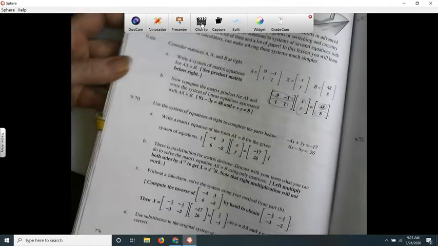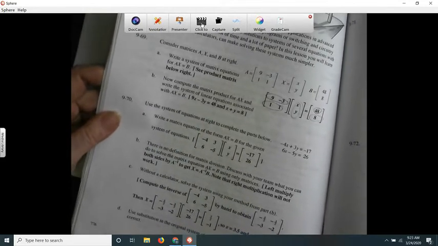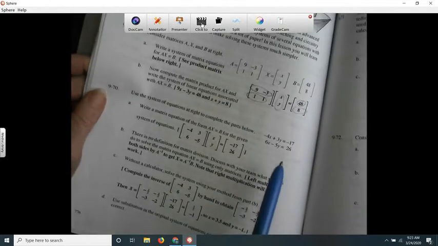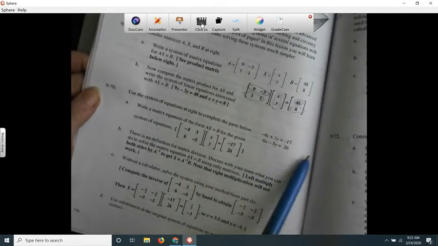So 9-70 is the one I really wanted to do with you guys, though. It says use the system of equations at right to complete the parts below. So here they gave us a system of equations which I'm sure you could solve using substitution or elimination, because you guys know how to do this, but we're going to solve it using matrices.